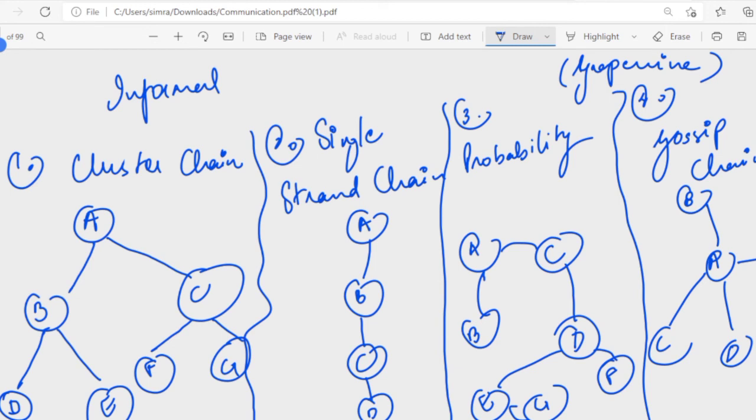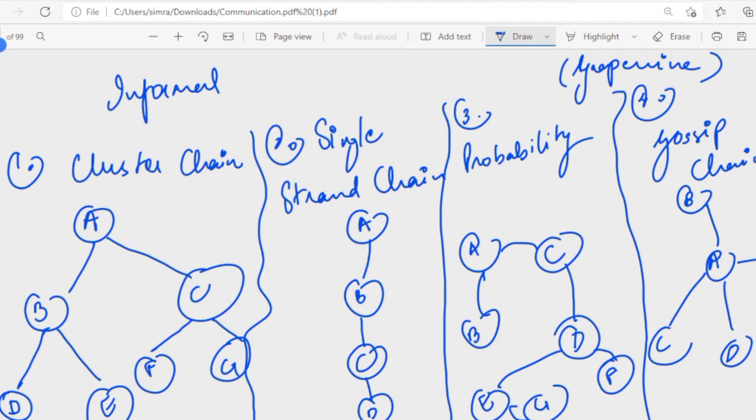In cluster chain, A will tell only to B alone, then he'll tell C alone, then B will tell two more persons, C will tell two more persons. Like that it will go on increasing. That is known as cluster. Next is single strand. In single strand, only you will say to one person, and that one person will say to another person. There is no group involved. Probability means random. Randomly you will tell one or two persons, then they will say to a few other people, or they might not say at all.